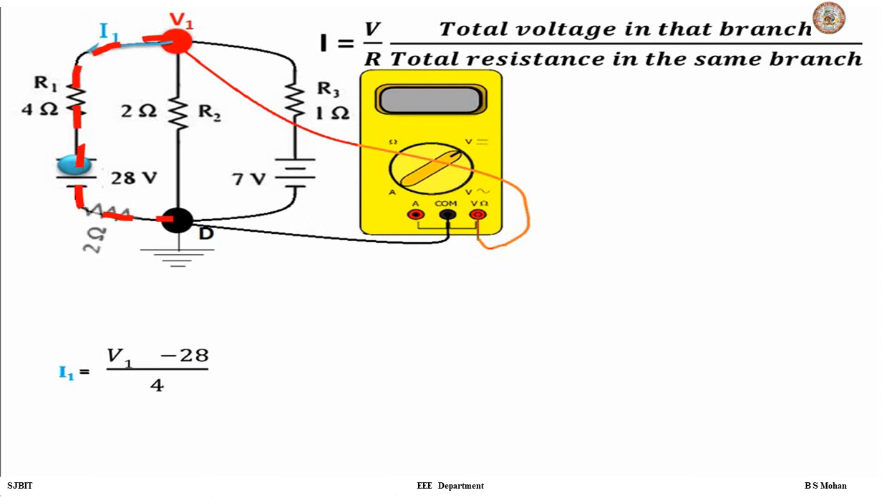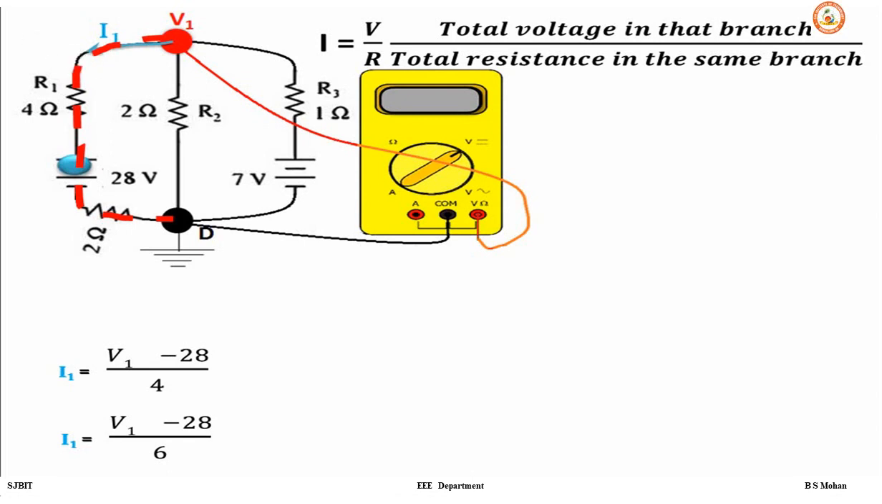So let us take one more example. What if we have 2 ohms in series? Then how do we write, right? So the answer is V1 minus 28 by 6. How did we get 6? 4 and 2 are in series, thus it is 4 plus 2, that is 6 ohm.